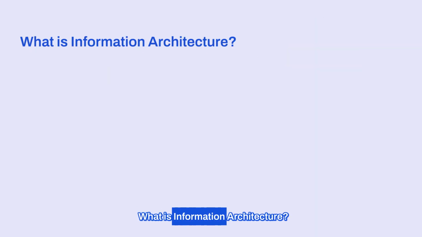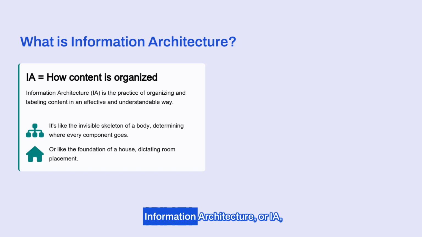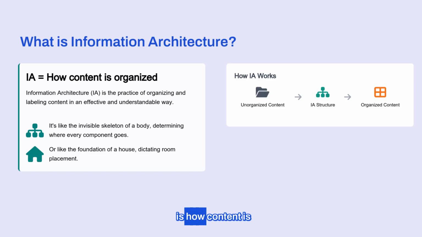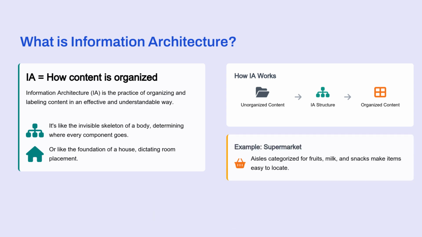What is information architecture? Information architecture, or IA, is how content is organized. Think of it as the skeleton of a body or the foundation of a house. It tells us where everything goes. Example: in a supermarket, fruits, milk, and snacks are grouped in aisles. Without that structure, shopping would be chaos.